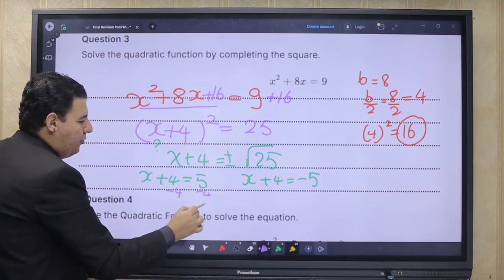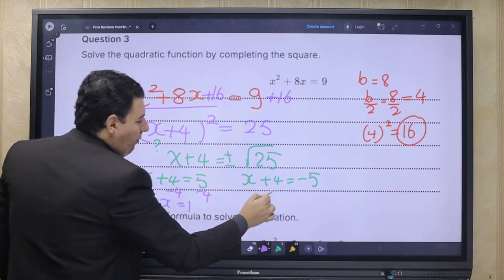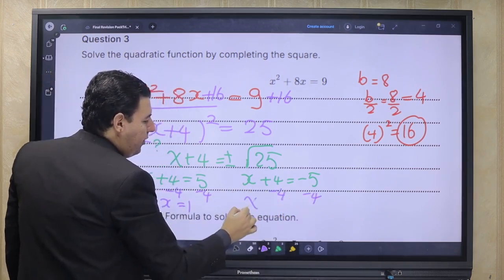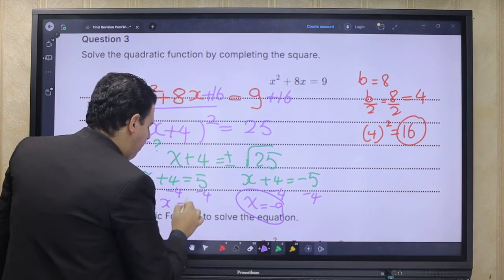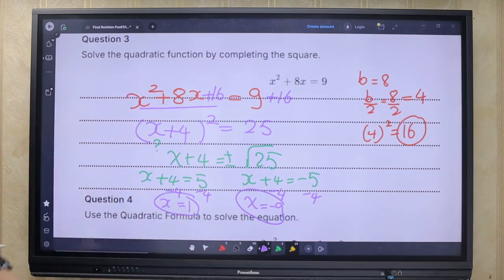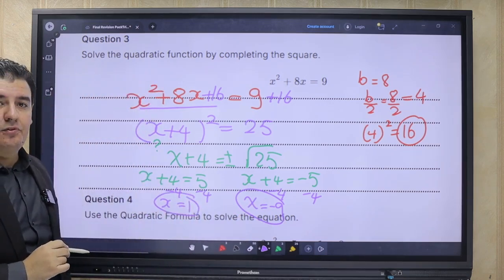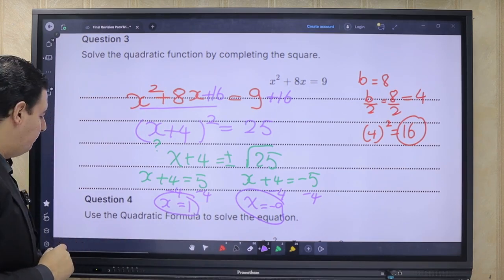Minus 4, so x here equals 1. Minus 4, so x here equals negative 9. So these are the true values of x for the quadratic function by completing the square.